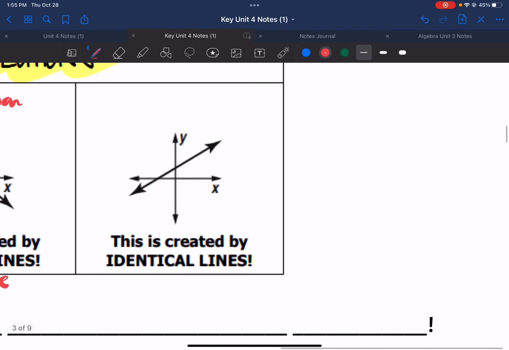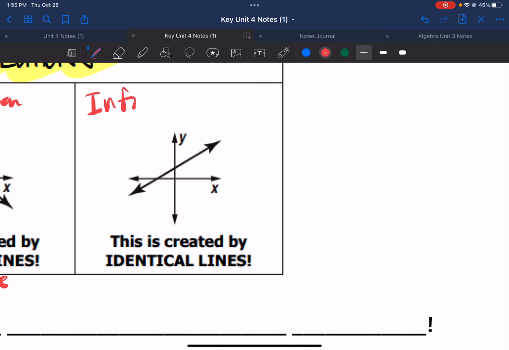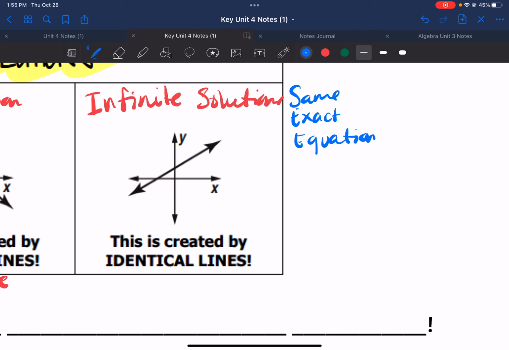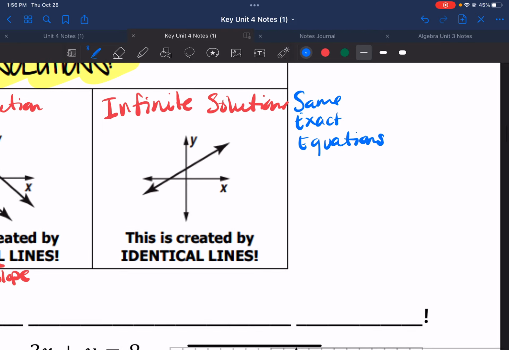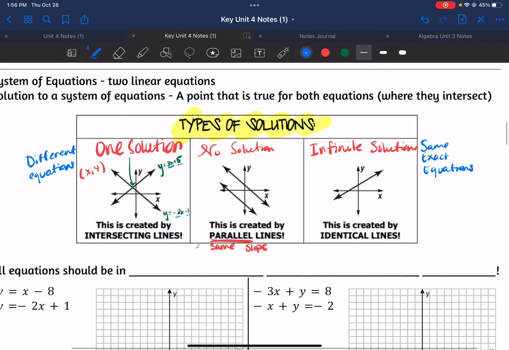Now, this right here is called infinite solutions. All right, now how do we know when we have infinite solutions? When we have the same exact equations. When you have the same intercept and the same slope, right, that's when we're going to have infinite solutions. So let's go and look at an example real quick before we jump into the notes.